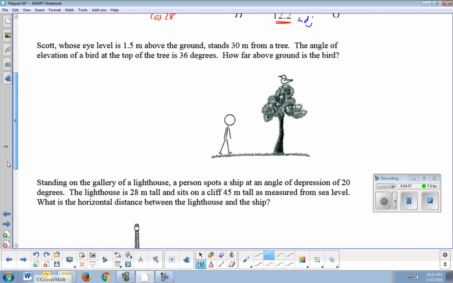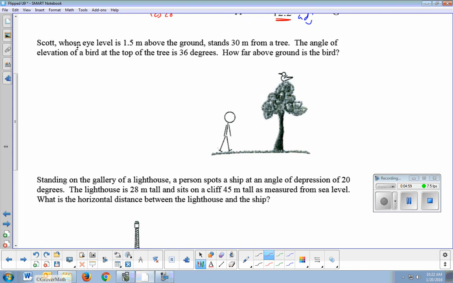So here are these fun modeling questions we see a lot. Scott, whose eye level is 1.5 meters above the ground. So his eye is 1.5 above the ground. And I guess I'll just use my pen here, that this distance here is 1.5. And they tell us that Scott stands 30 meters from a tree. So this distance is 30, here to here.